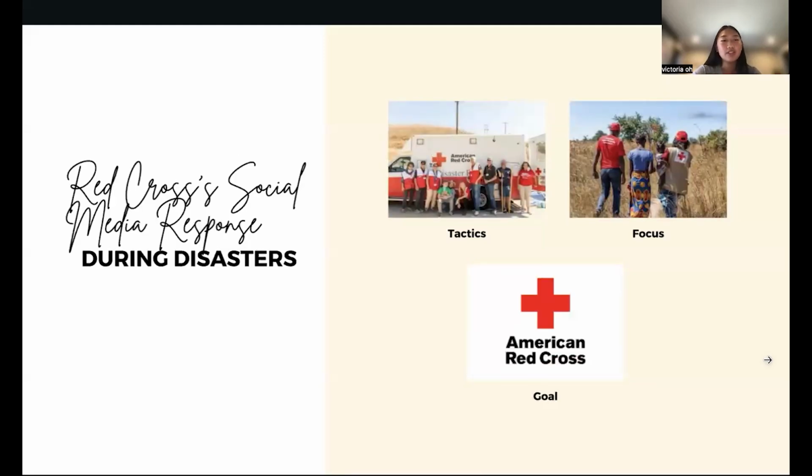Next, we have Red Cross's social media response during disasters. Their tactics were real-time updates, community engagement, influencer partnerships, and crisis communication. They used all of these tactics to focus on crisis management and community support. Their goal was to provide a safe place and safe program where they are able to produce disaster relief support for communities all around the world.